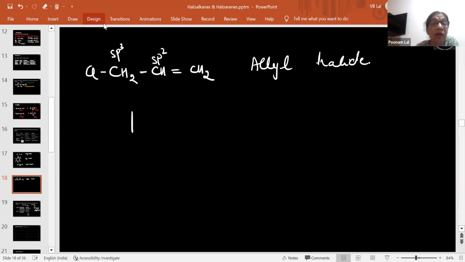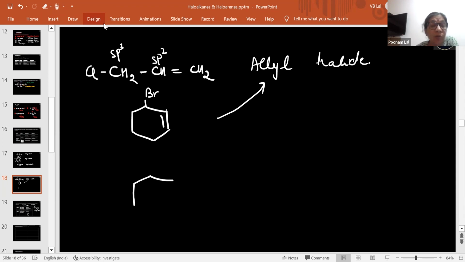Another example of this is a cyclohexene, where these two carbons are sharing the double bond. If my halogen is here, this is also an example of allyl halide. So when the halogen is attached to a carbon which is adjacent to an sp2 hybridized carbon, then it is called an allyl halide.